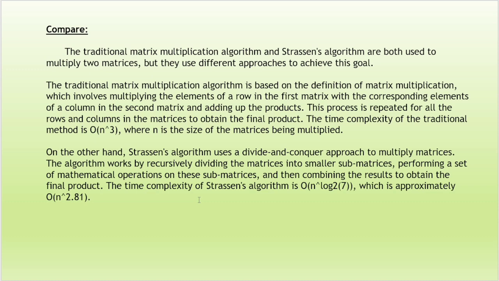The time complexity of the traditional method is O(n^3), where n is the size of the matrices being multiplied. On the other hand, Strassen's algorithm uses a divide and conquer approach to multiply matrices. The algorithm works by recursively dividing the matrix into smaller submatrices, performing a set of mathematical operations on these submatrices, and then combining the results to obtain the final product.